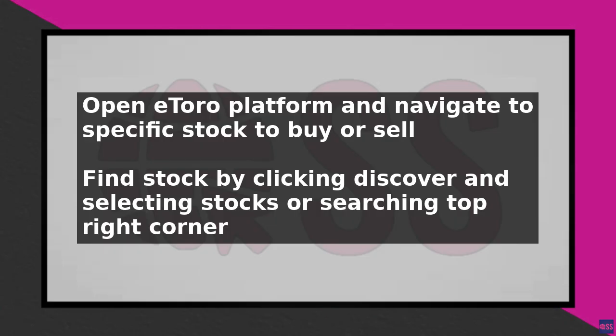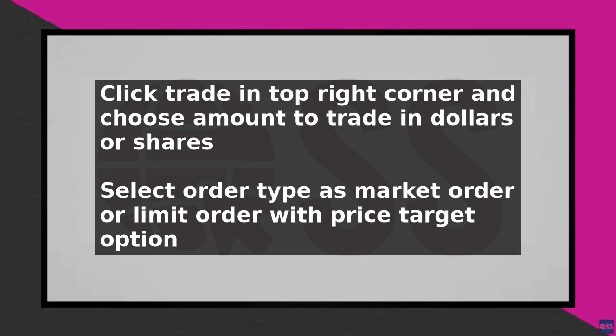Let's say you want to invest in a particular company, you can click on it and view the price chart, price target, and analyst consensus, which are essential factors to consider when deciding what to buy or sell. Once you've selected the stock, click on Trade in the top right corner. From there, you can choose the amount you want to trade, either by entering a specific dollar amount or by setting it to a specific number of shares.